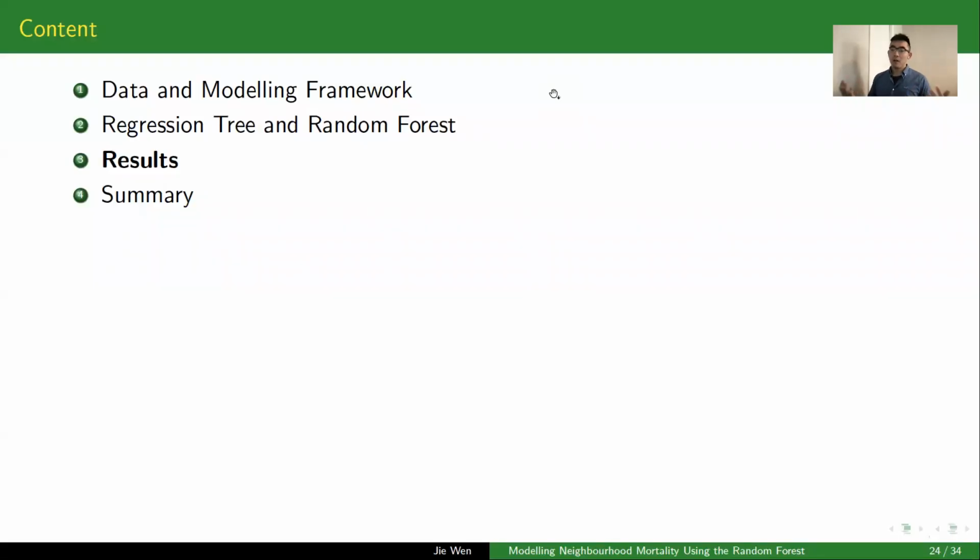Okay, so after all of the discussions about how the random forest works and what it is like, now it's time to show you some of the results we produce using the random forest model. The results, as we discussed earlier, are the estimate of the relative mortality risk within single RSOAs by gender and by age as well.